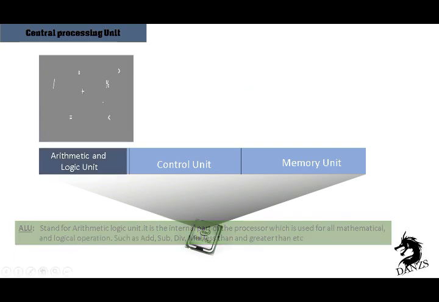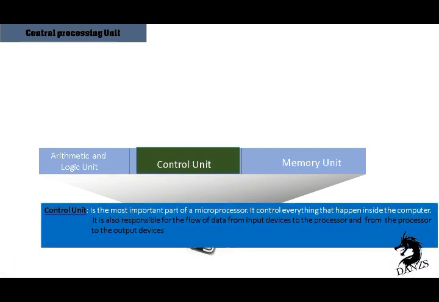So next we have control unit. Now what is control unit? This part is the most important part of the processor. It controls everything that happens inside the computer, whatever is going on while processing, or while taking data from input, or while showing data through output. All these things are controlled by this unit. That's why the name control unit. Why? Because it is the most important part of the CPU. It controls everything that happens inside the computer.